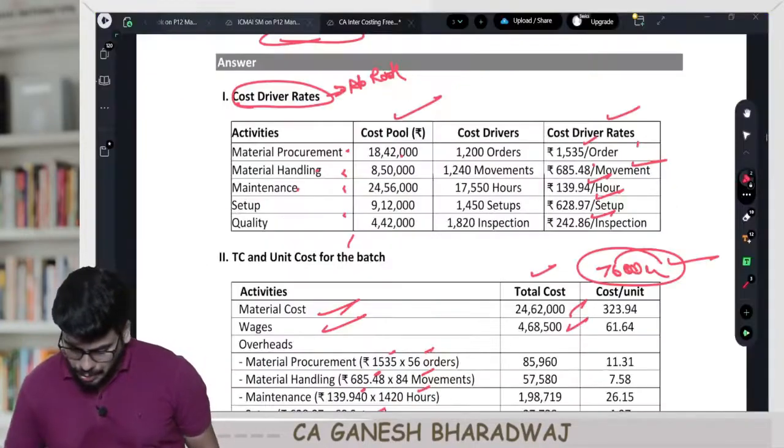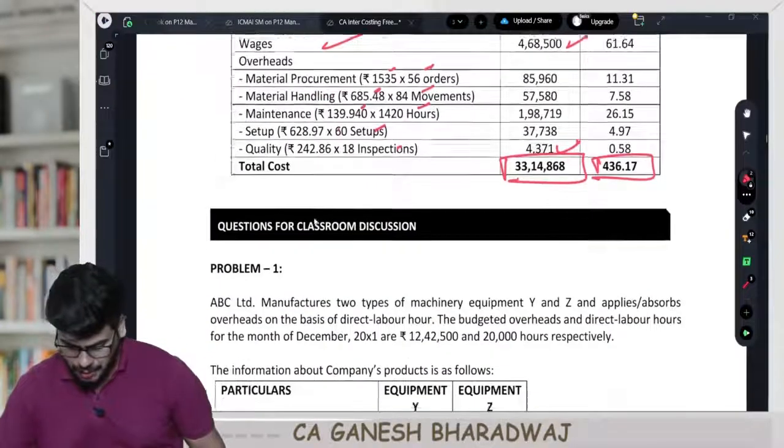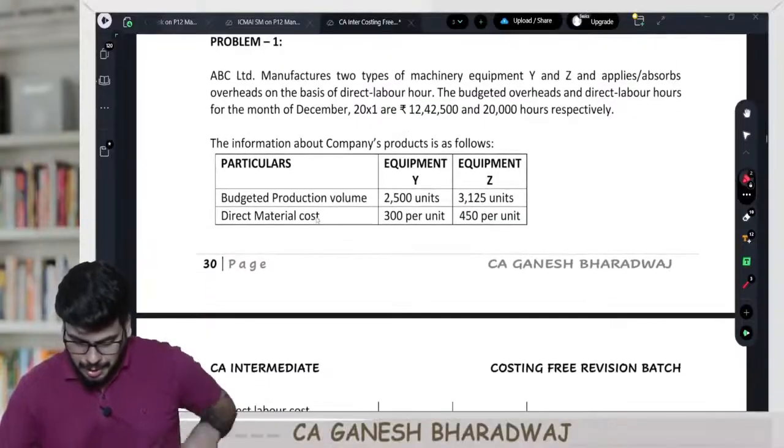Now let's do one numerical problem here. That's about the chapter actually. That's about the chapter. Now let's do a numerical problem here.